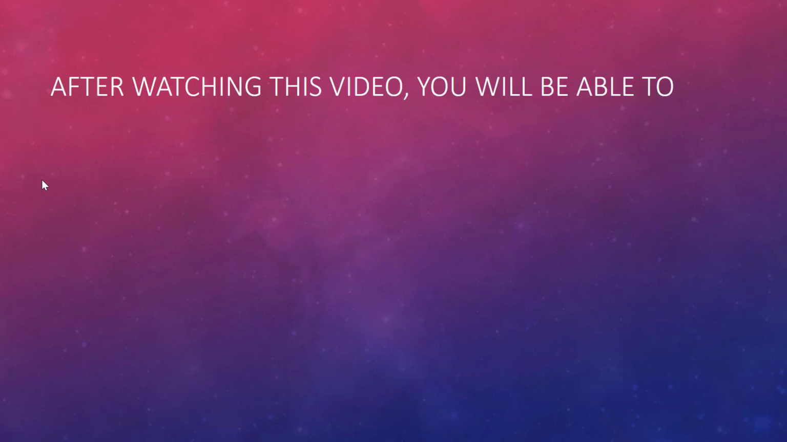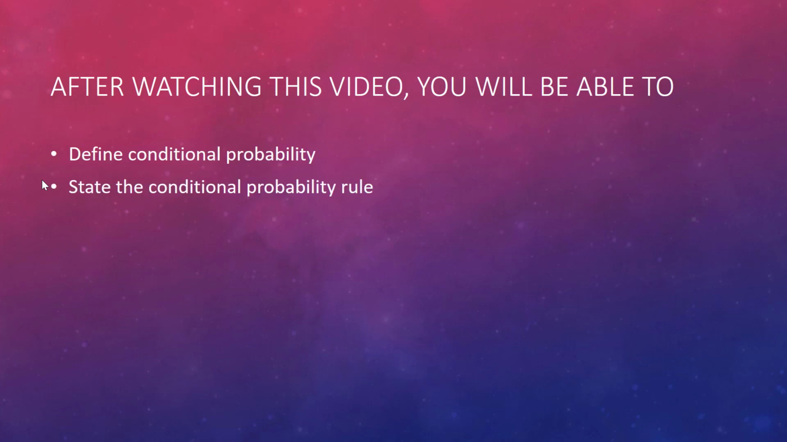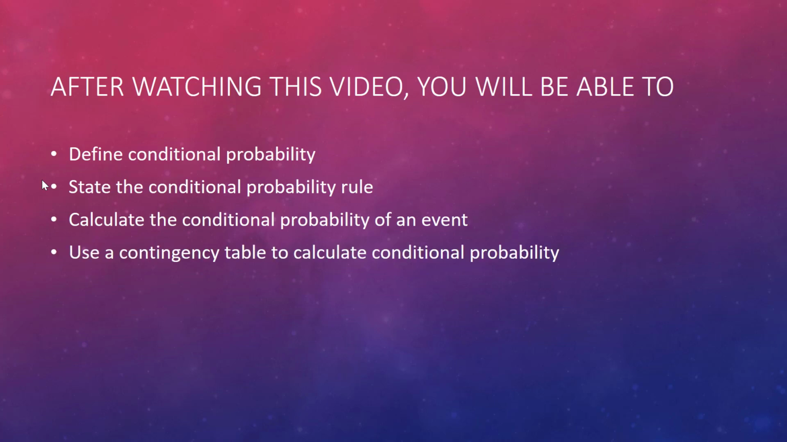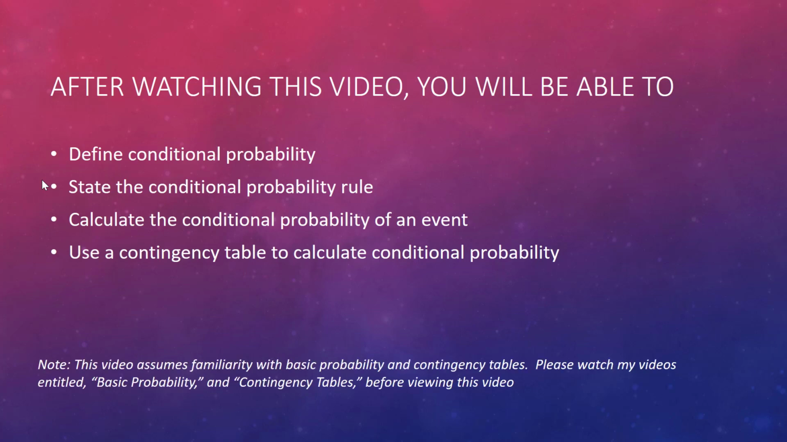After watching this video, you will be able to define conditional probability, state the conditional probability rule, calculate conditional probability of an event, and use a contingency table to calculate conditional probability. Note that this video assumes familiarity with basic probability and contingency tables. Please watch my videos entitled Basic Probability and Contingency Tables before viewing this video.